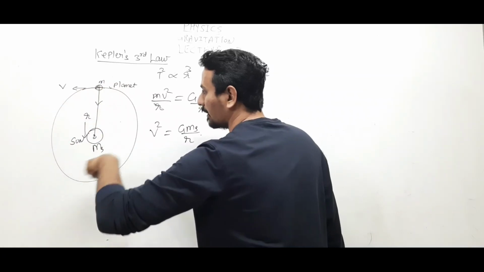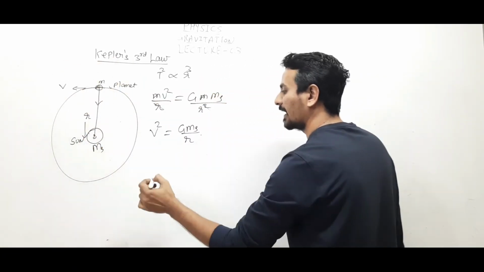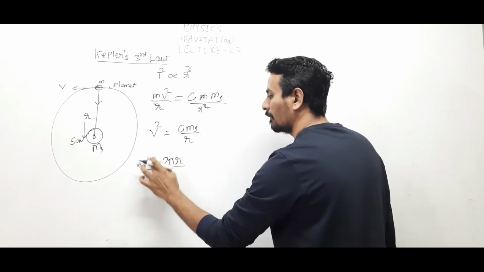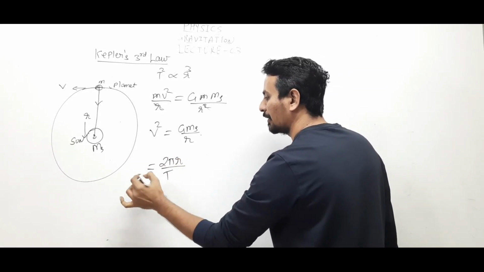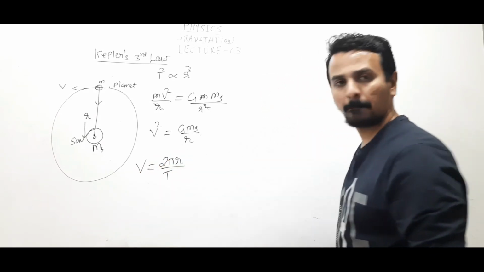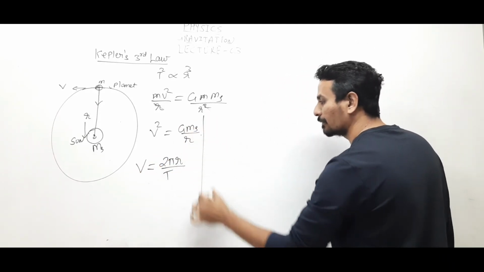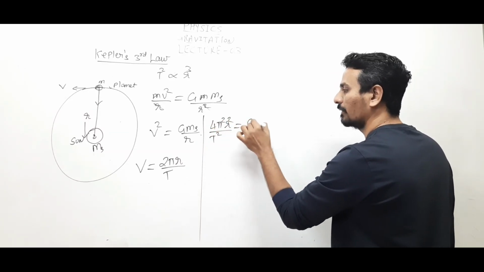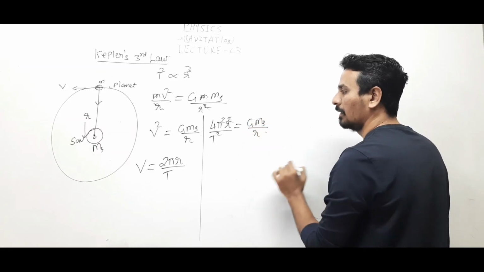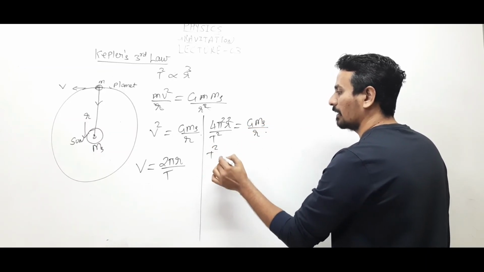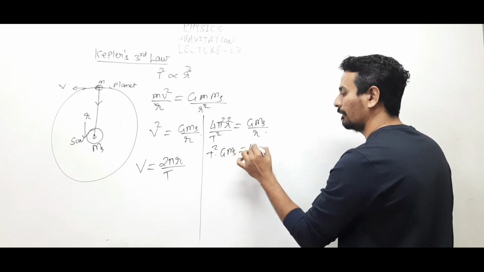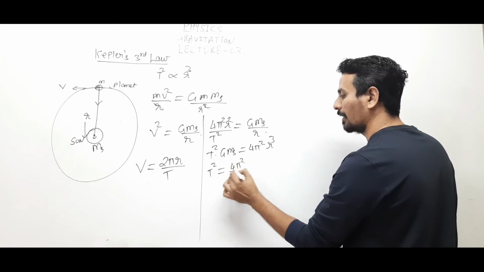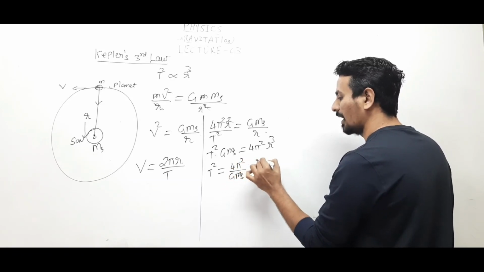For one complete rotation, we can write speed equals distance by time. What will be the distance? For one complete rotation, the distance will be 2 pi r. Substituting the value of v squared, it will be 4 pi squared r squared by T squared equals G Ms upon r. So T squared into G Ms equals 4 pi squared r cubed. T squared equals 4 pi squared upon G Ms into r cubed.